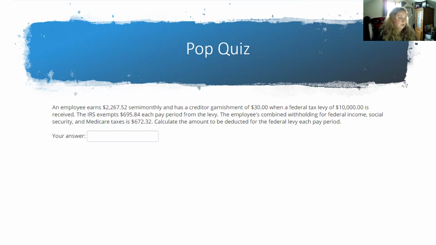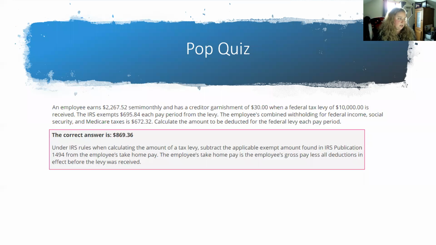The employee's combined federal income tax, Social Security, and Medicare tax is $672.32. So we're trying to figure out how much should be deducted for the levy. If we take the $2,267.52, we subtract out the creditor garnishment because it was in place when the federal tax levy was received. Also subtract out our taxes of $672.32. And he gets to take home $695.84. So the amount that should be subject to garnishment is $869.36.